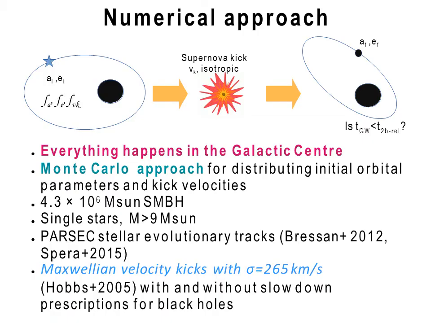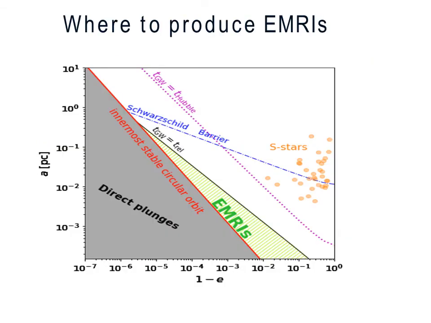For the numerical approach, we do not use any analytical model here, because we know that these are extremely theoretical. That's why we use the Monte Carlo approach, where supernova kicks have an isotropic velocity distribution, as compared to the Maxwellian velocity kicks that have a dispersion velocity of 265 kilometers per second.